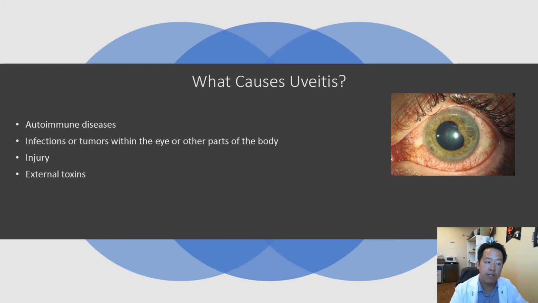What causes uveitis? Autoimmune diseases, as you guys know, which we'll go over in detail. Infections or tumors within the eye or other parts of the body. Injury, whether due to external injury or from surgery. And external toxins as well.